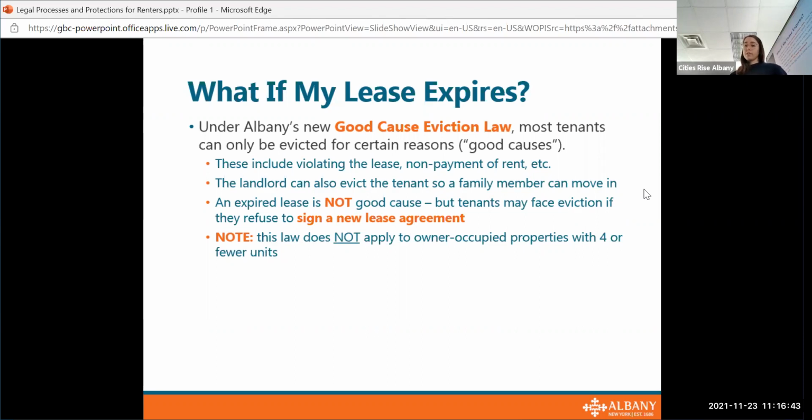So just to reiterate, your landlord cannot bring an eviction case against you only because your lease has expired. However, if you as a tenant refuse to sign a new lease agreement, then that may be grounds for an eviction. There is an exception. The landlord can evict a tenant if they or an immediate family member needs to move in. And this law also doesn't apply to owner-occupied properties with 4 or fewer units. So for example, if you live in a duplex and your landlord lives upstairs, then you would not be covered under the good cause eviction law.